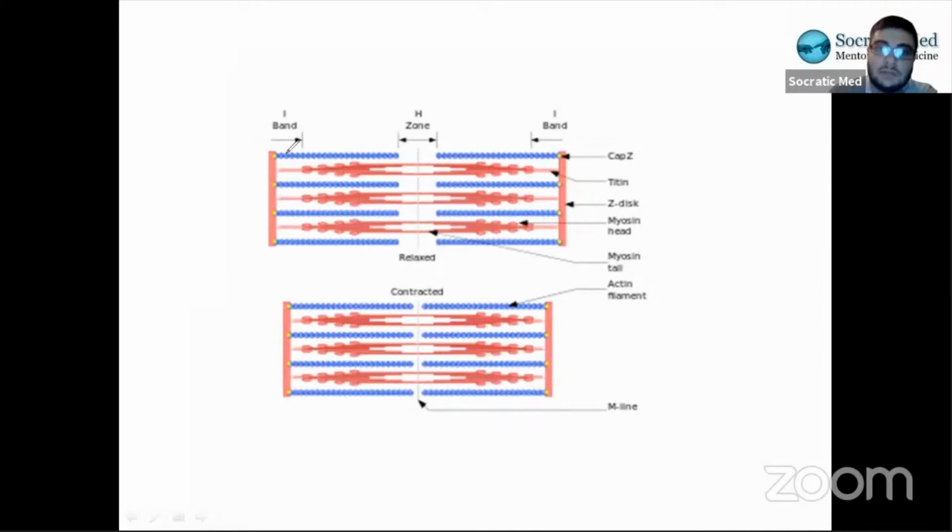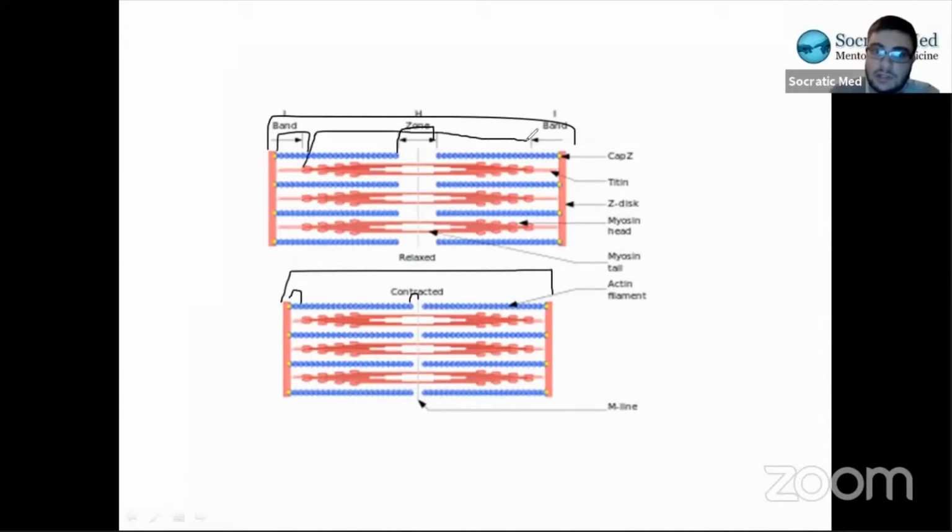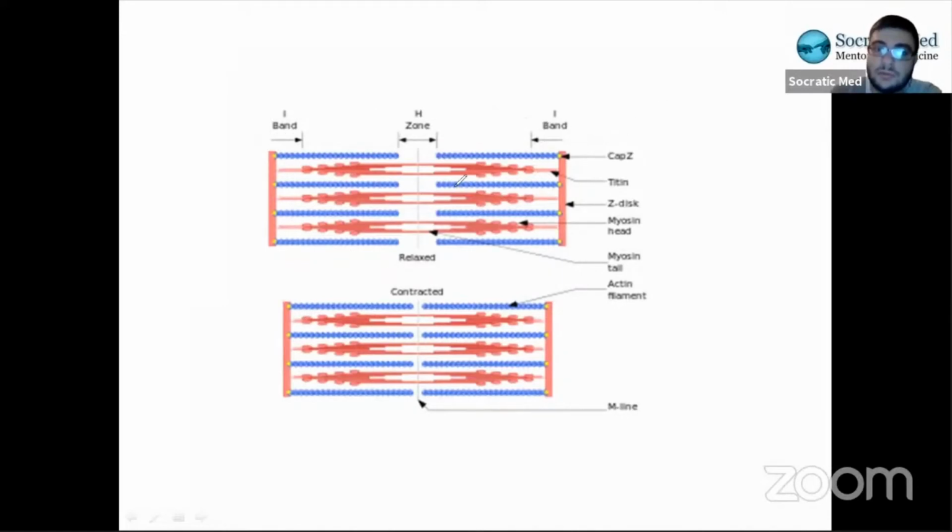If you notice, the I band here is from here to here, right? Whereas in the final product, it's only like this. So it's got shorter. The H zone initially was from here to here, and then in the end, it's only here to here, right? The whole sarcomere used to be like this. Now it's only like this, got smaller. Whereas the A band used to be from here to here, and now it's still from here to here, right? It's the same length. Just as a heads up, only the blue stuff moved closer in, right? Along with the walls.